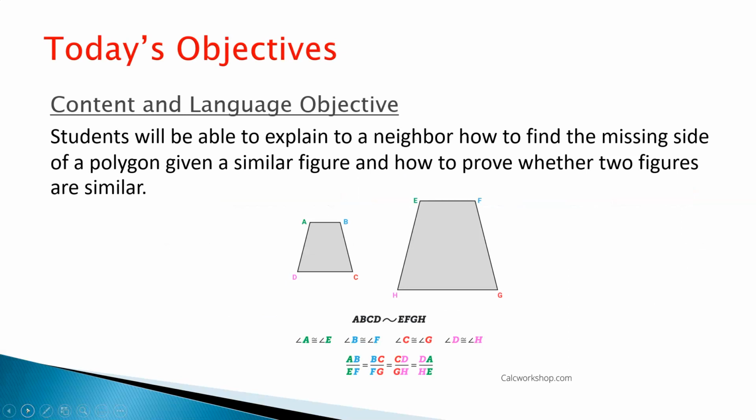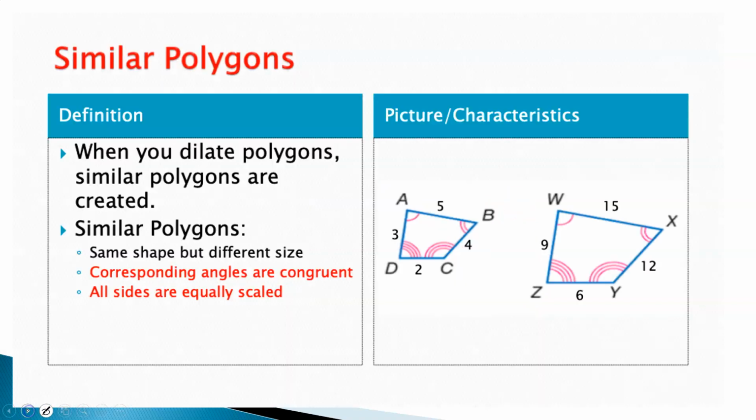But again, today's objective is going to be to take a look at two similar figures, and find a missing side, write that similarity statement, and prove whether two figures are actually similar or not. So what are similar figures? What are similar polygons? Basically, when you dilate polygons, similar polygons are created, right?